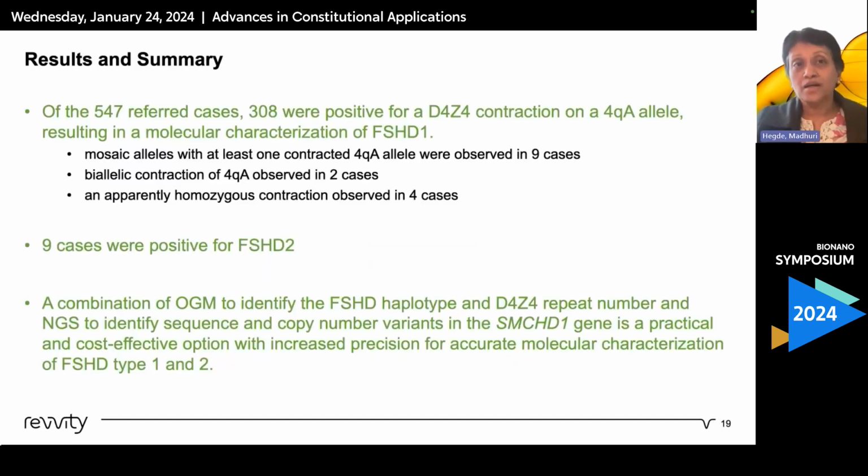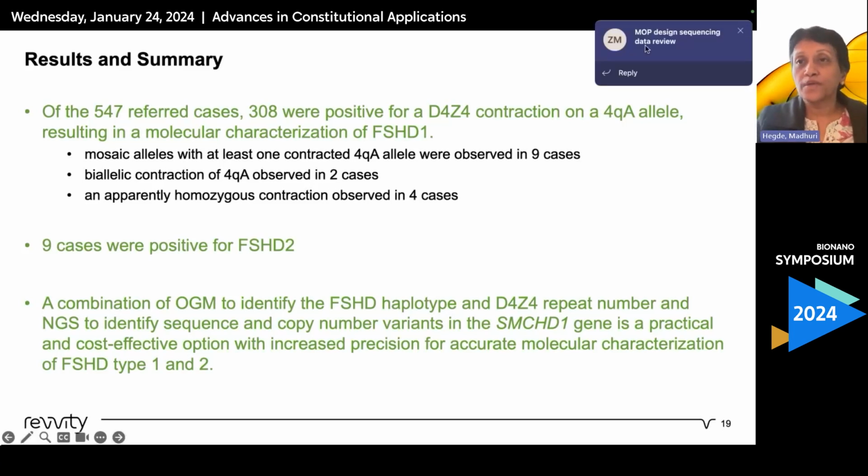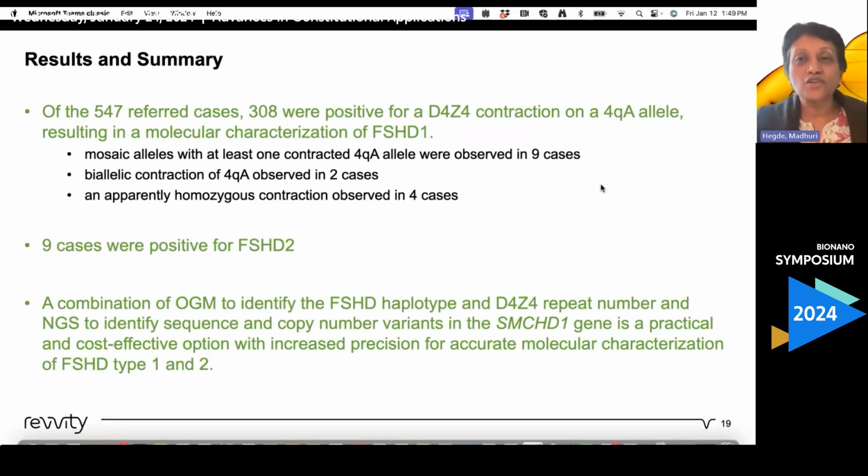So in summary, we have had about 547 cases sent to our laboratory, and 308 were positive for the D4Z4 contraction on the 4QA allele, resulting in the molecular characterization of FSHD1. As I just showed, we have been able to detect mosaic alleles with at least one contracted 4QA allele, and that was observed in 9 cases. And 9 is quite a significant number here. A biallelic contraction of the 4QA was observed in 2 cases, and an apparently homozygous contraction was observed in 4 cases. We have also seen 9 cases of FSHD2.